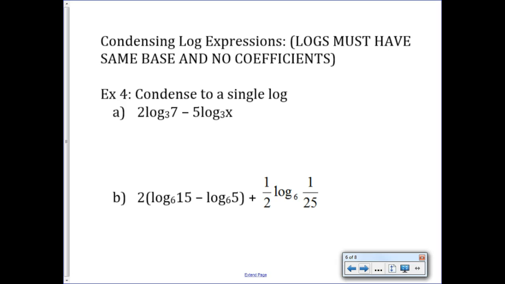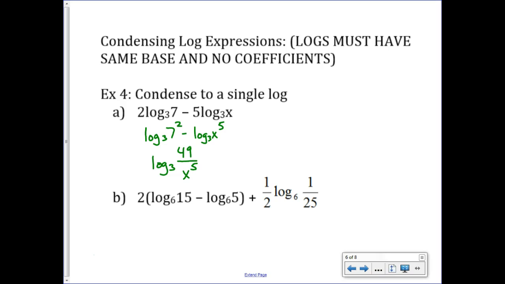So this first one then, I need to rewrite as log of 7 squared base 3 minus log of x to the 5th base 3. They're both log base 3. Our goal is to get back to one log base 3. So since I'm subtracting, I'm dividing. So I have a log base 3. I have 7 squared, or 49, as my numerator, and then I have x to the 5th as my denominator.